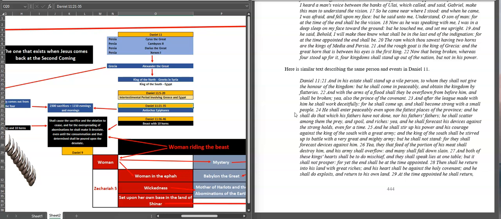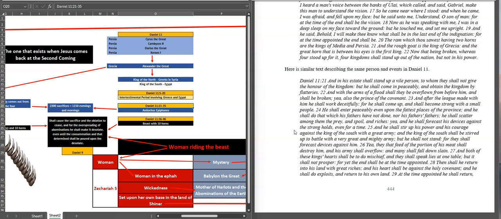And with the arms of a flood shall they be overthrown before him, and shall be broken, yea, also the prince of the covenant. And after the league made with him shall he work deceitfully. For he shall come up and shall become strong with a small people. He shall enter peaceably even upon the fattest places of the province, and he shall do that which his fathers have not done, nor his fathers' fathers. He shall scatter among them the prey, the spoil, and riches. Yea, he shall forecast his devices against the strongholds, even for a time.